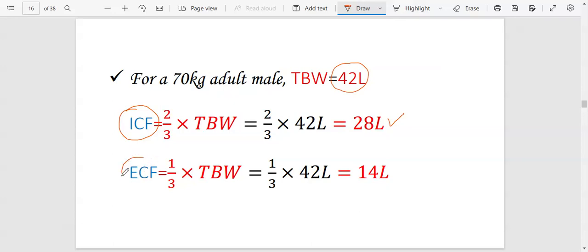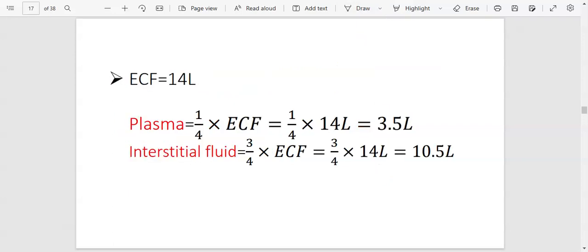And for outside the cells, you can just say 42 minus 28. That is going to give you outside the cells. But 1/3 of the total body water is outside the cell. That gives us now 1/3 times 42, which gives us 14 liters. Now we've seen that outside the cell we have got 14 liters.